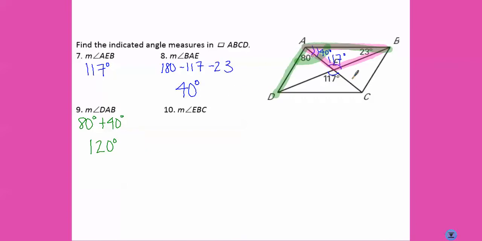And then finally, EBC, this angle here, we know that consecutive angles add up to 180. So 80 plus 40, we already know that this angle is 120. Plus the 23 we have here, plus whatever this one is, has to equal 180. So if we subtract 120, subtract 23, we get that angle EBC is 37 degrees.